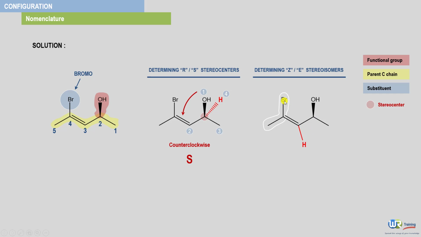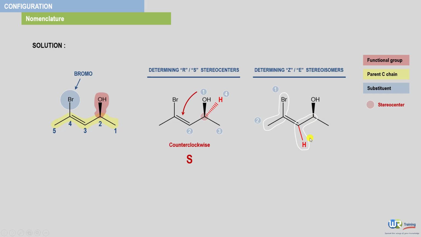We need to number bromine and the methyl group based on their atomic number. As you recall, bromine has a higher atomic number than carbon, so it will get priority number 1, and the methyl group priority number 2. We do the same thing for these groups here. So here we have a carbon, and here we have a hydrogen.